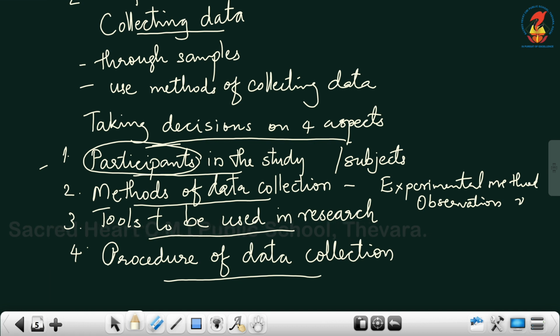So any kind of method. We have to decide which method you are going to study here. Are you going to observe that particular participant, or are you going to call them into a particular lab for doing an experiment? You have to decide on the method which you are going to use for this particular study or research.